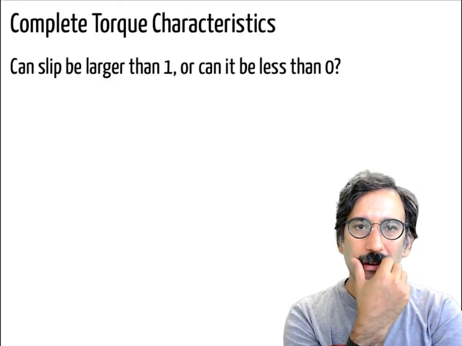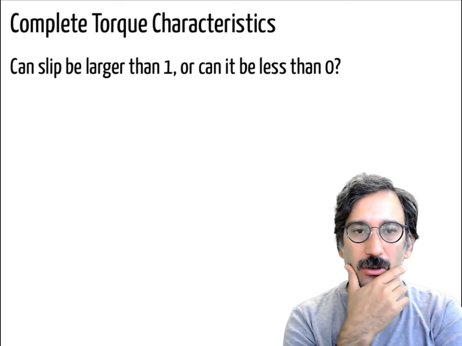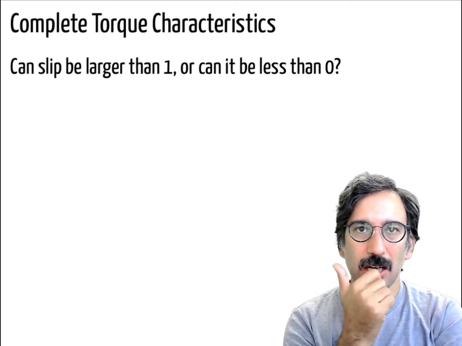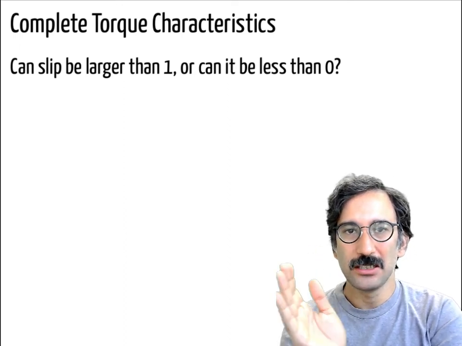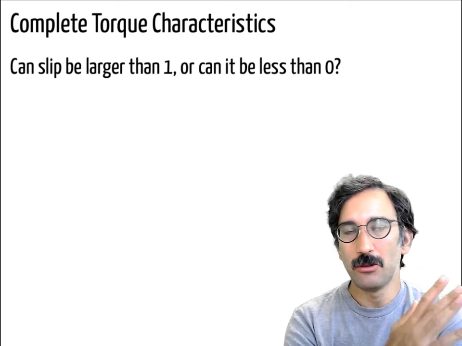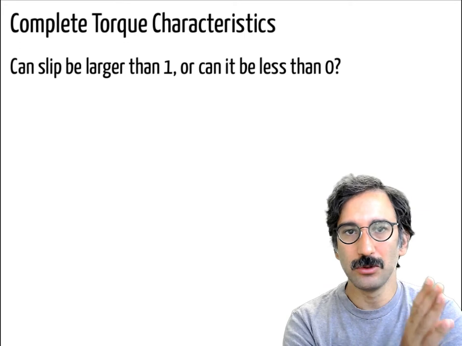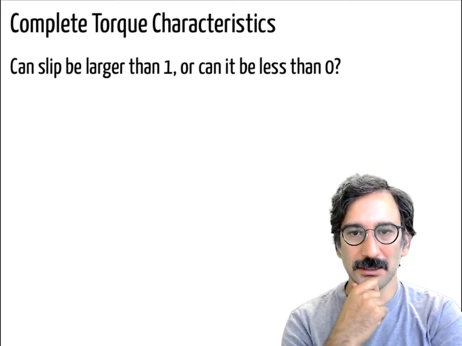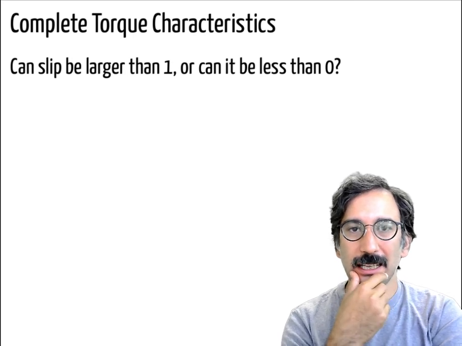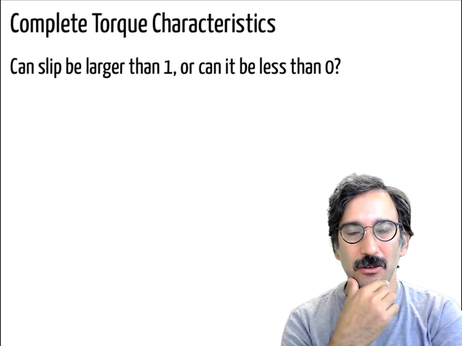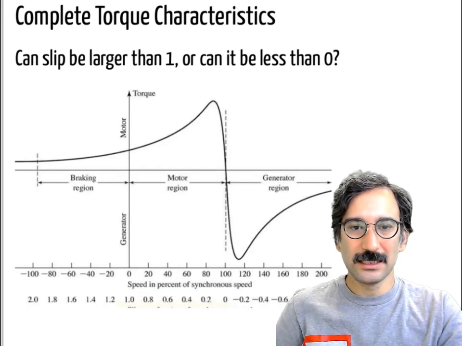Okay, so now let's move on to the complete torque characteristics. Up to now we just considered the points where the slip changes between 0 and 1, or where the rotor speed is changing between 0 RPM and synchronous speed. But can it be larger than 1, or can it be less than 0? At the beginning of the induction machines, we discussed that one, and we showed yes, it can be.